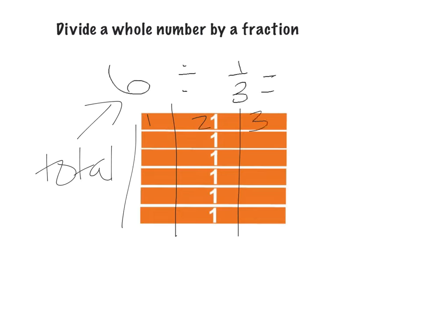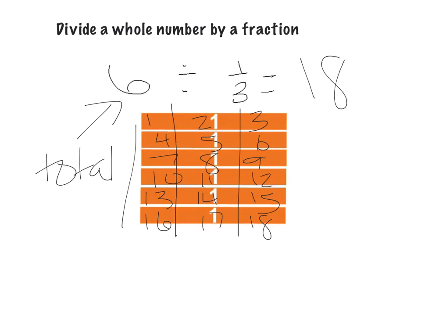1, 2, 3, 4, 5, 6, 7, 8, 9, 10, 11, 12, 13, 14, 15, 16, 17, 18. So I can say 6 divided by 1/3 is 18. If I were to solve this with just an equation, if I wasn't able to represent it with the model, I would have 6 as a fraction, which is my whole number. I would do the reciprocal of my second, so I would flip 1/3 to 3/1. That's the reciprocal. And since I'm doing the reciprocal, I'm doing multiplication, and I multiply across. So 6 times 3 is 18.